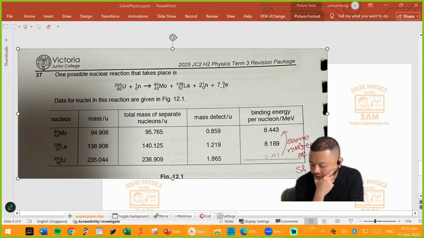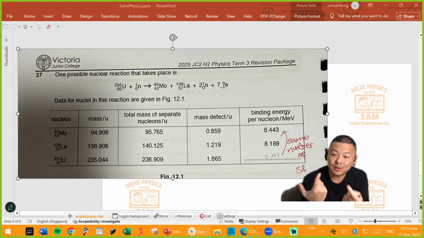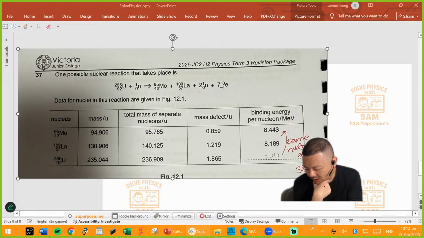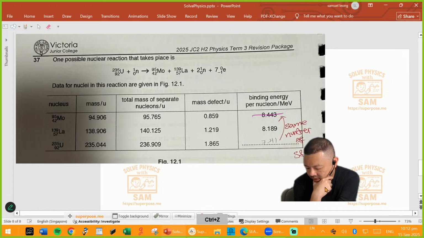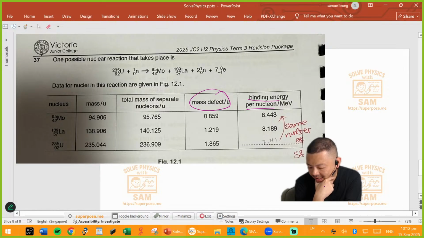So it's working. So the thing is that this is reverse engineering. It's working backwards. So what you want to do is, they say binding energy per nucleon, right? Binding energy per nucleon.